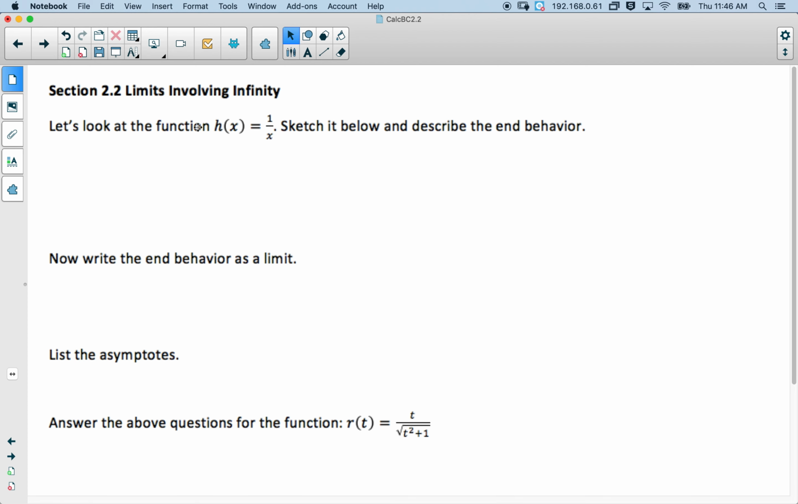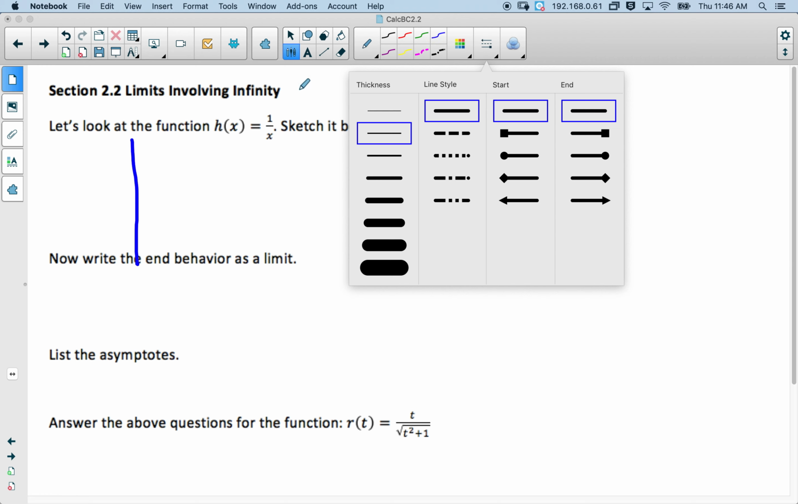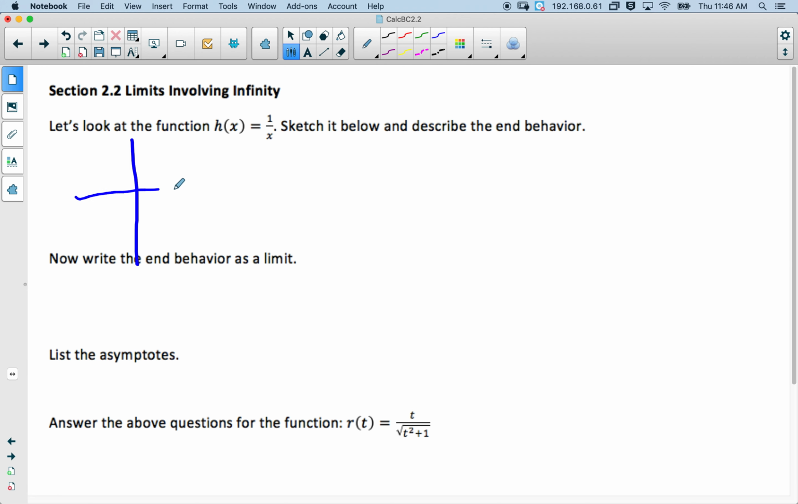Okay, so let's start by just sketching the graph of 1 over x, and you may remember what it looks like. Whoa, that's pretty fat. Let me fix that real quick. And that's crooked, but there we go, like that. Remember that graph of that rational function?